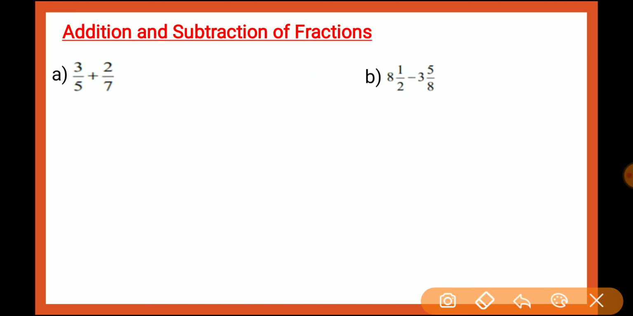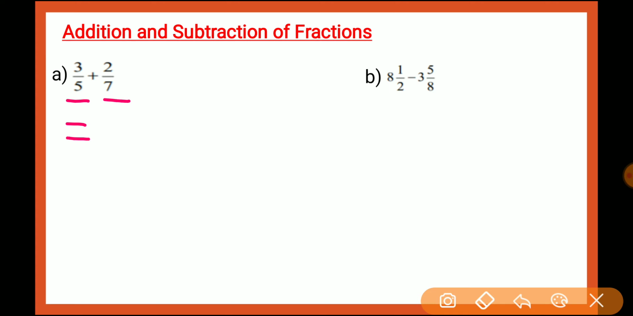Now it comes to addition and subtraction of fractions. How will you add and subtract? Now the question is 3 by 5 plus 2 by 7. You know that to add or subtract fractions, first we have to make the denominators the same. You can see 5 and 7 are both denominators and they are not the same.